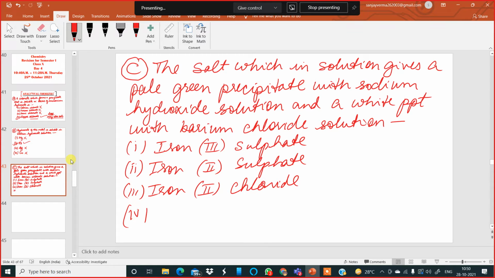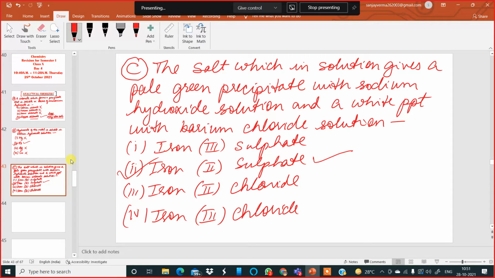The fourth option is iron 3 chloride. Okay, so what should be the answer? Option 2, sir. Yes, correct. Option 2. Iron 2 sulfate gives a pale green precipitate with sodium hydroxide, and again, to a separate iron 2 sulfate solution, if we add barium chloride, it forms a white precipitate of barium sulfate. Correct. So the answer is option 2, that is iron 2 sulfate.